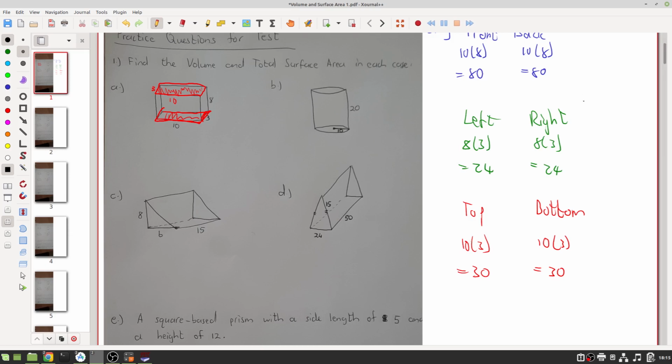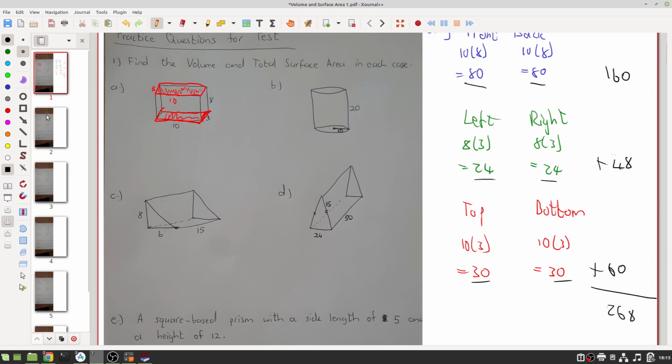Okay, so here we have 80 plus 80, that gives us 160. 24 plus 24, that's 48. And here we have 30 plus 30, which is 60. And then we just add all of them together. 160 plus 48 is 208, plus 60 is 268. Okay, so that is our total surface area for the first one.